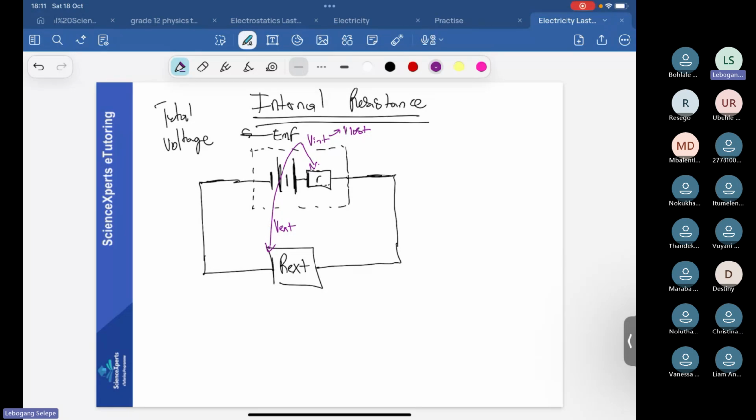Then now we can find an expression for V internal and V external relating it with EMF. So remember, EMF is like the total voltage. V total is equal to V internal plus V external, right? You would have to add them, right? So you would have V internal plus V external, right? We can further rearrange this, right? So look at this thing here.